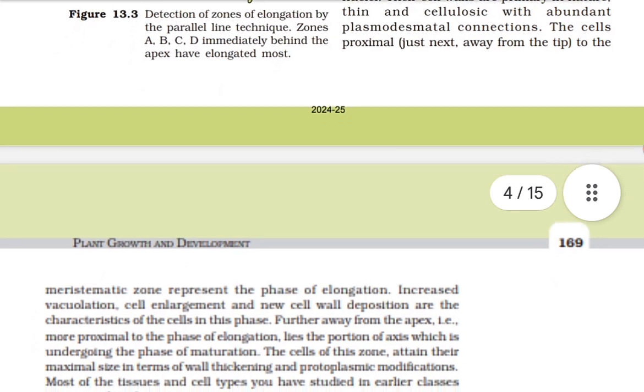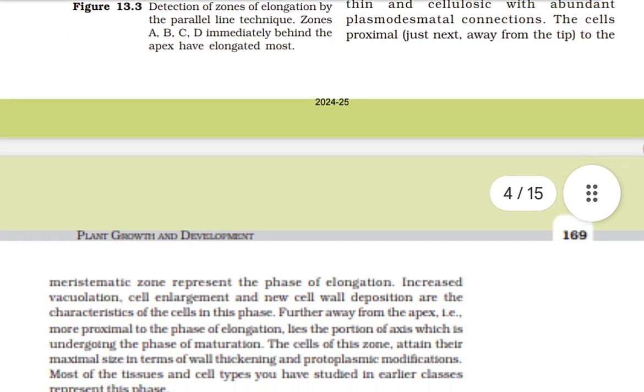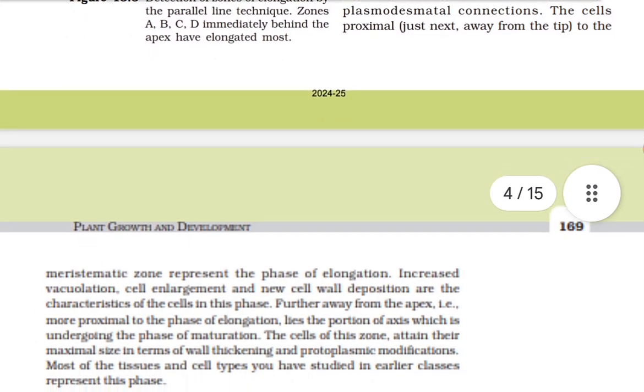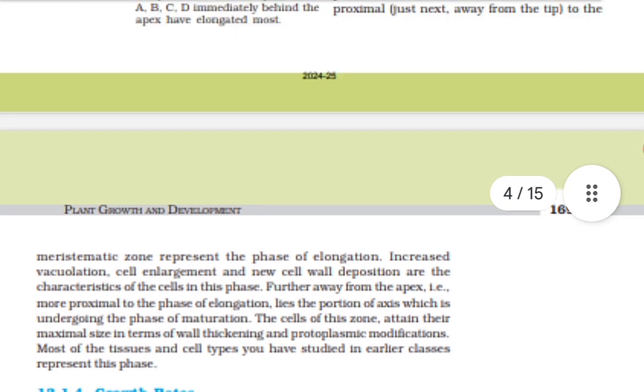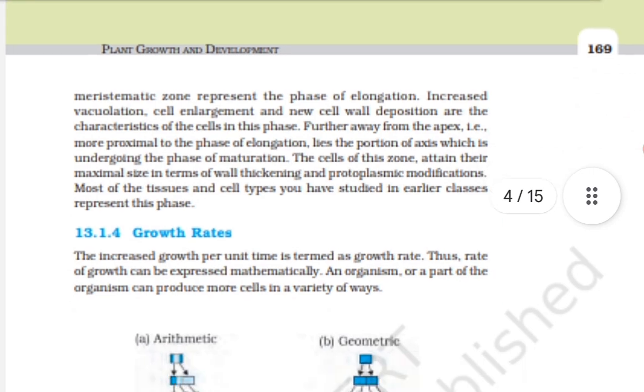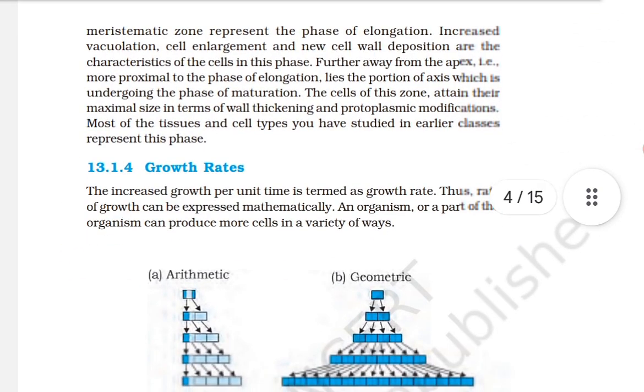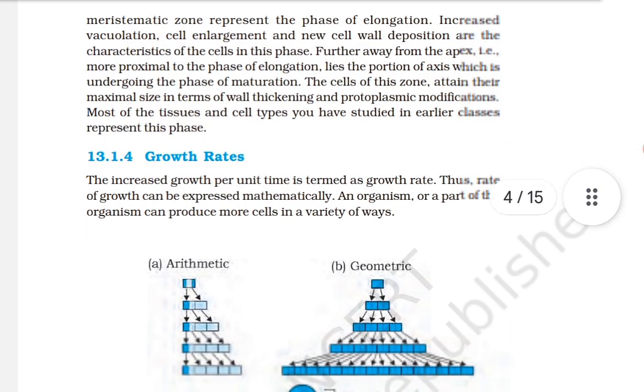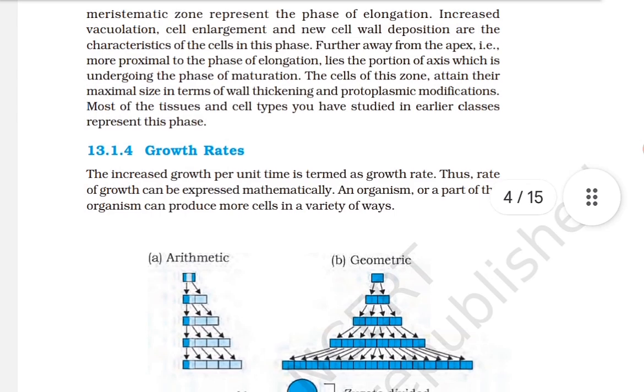Growth is therefore measured by a variety of parameters, some of which are increase in fresh weight, dry weight, length, area, volume and cell number. You may find it amazing to know that one single maize root apical meristem can give rise to more than 17,500 new cells per hour, whereas cells in a watermelon may increase in size by up to 350,000 times.